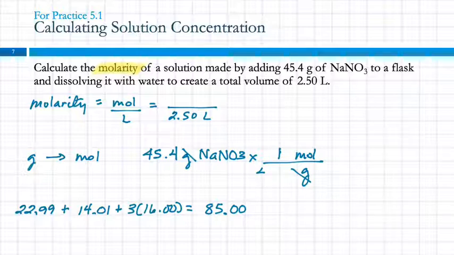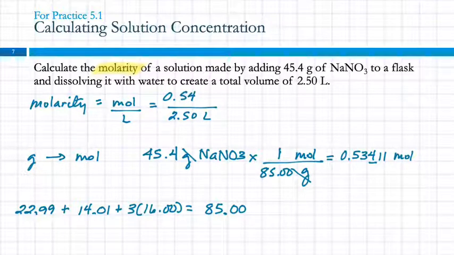So 1 mole is 85.00 grams. So 45.4 divided by 85. My original mass had 3 significant figures, so the result of this is going to have 3 significant figures, but I'm going to write down 2 extra digits to avoid rounding errors. And I underline that 3rd digit to help myself remember 3 sig figs. So that's the moles, and so that's what goes up here.